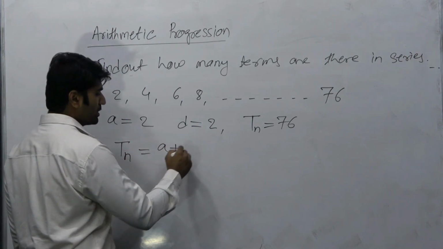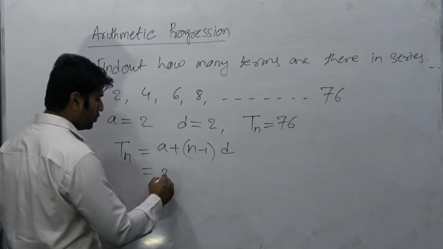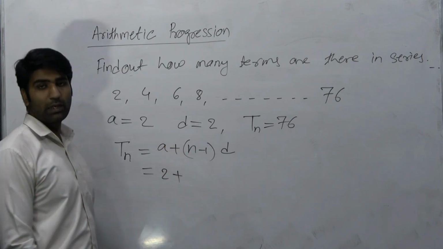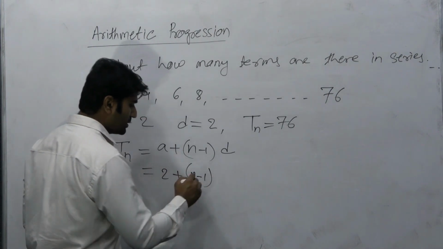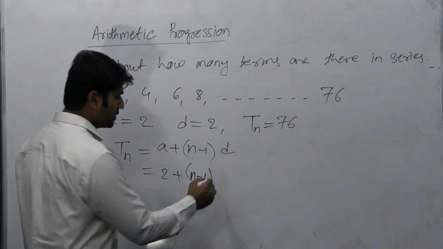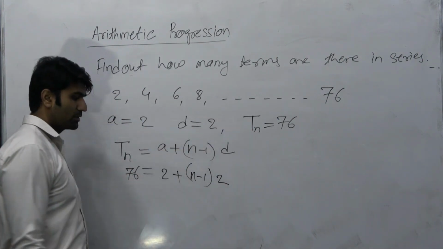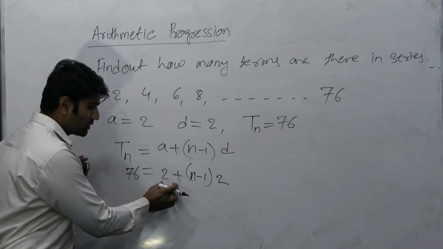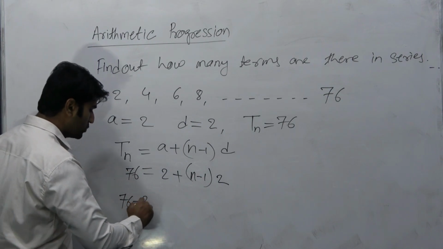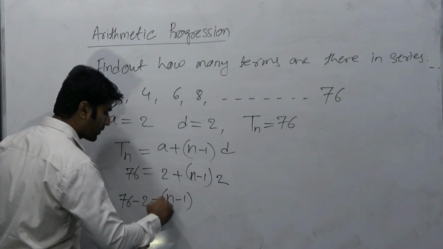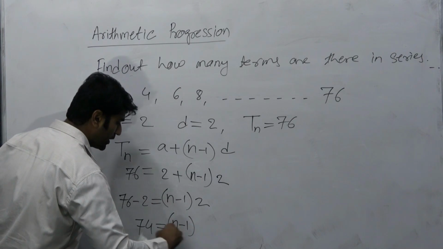Tn is equal to a plus n minus 1 into d. So what is the value of a? 2 plus n minus 1. We don't know the value of n. So how many terms are there? We don't know. Therefore, keep it as n minus 1 into d. What is the difference? 2. And what is the value of Tn? 76. Okay. So now solve. This plus 2 becomes minus 2 when it comes to this side. So 76 minus 2 is equal to n minus 1 into 2. So 74 is equal to n minus 1 into 2.